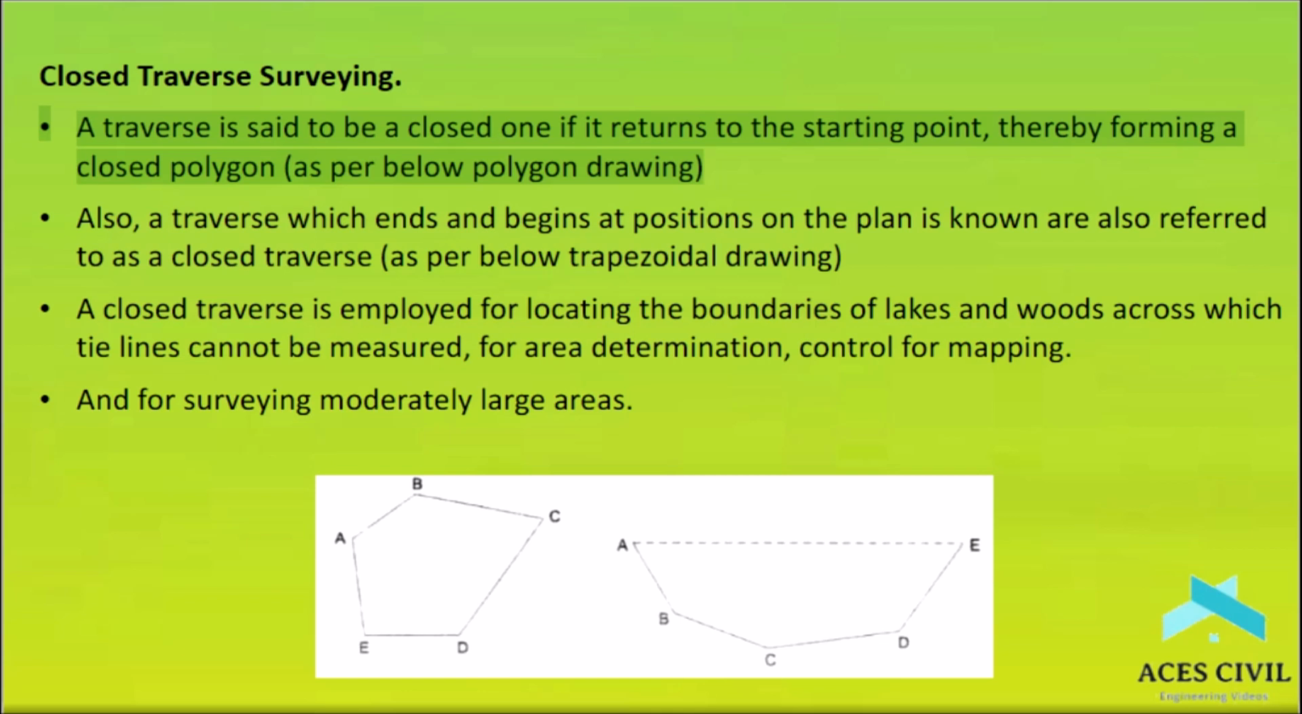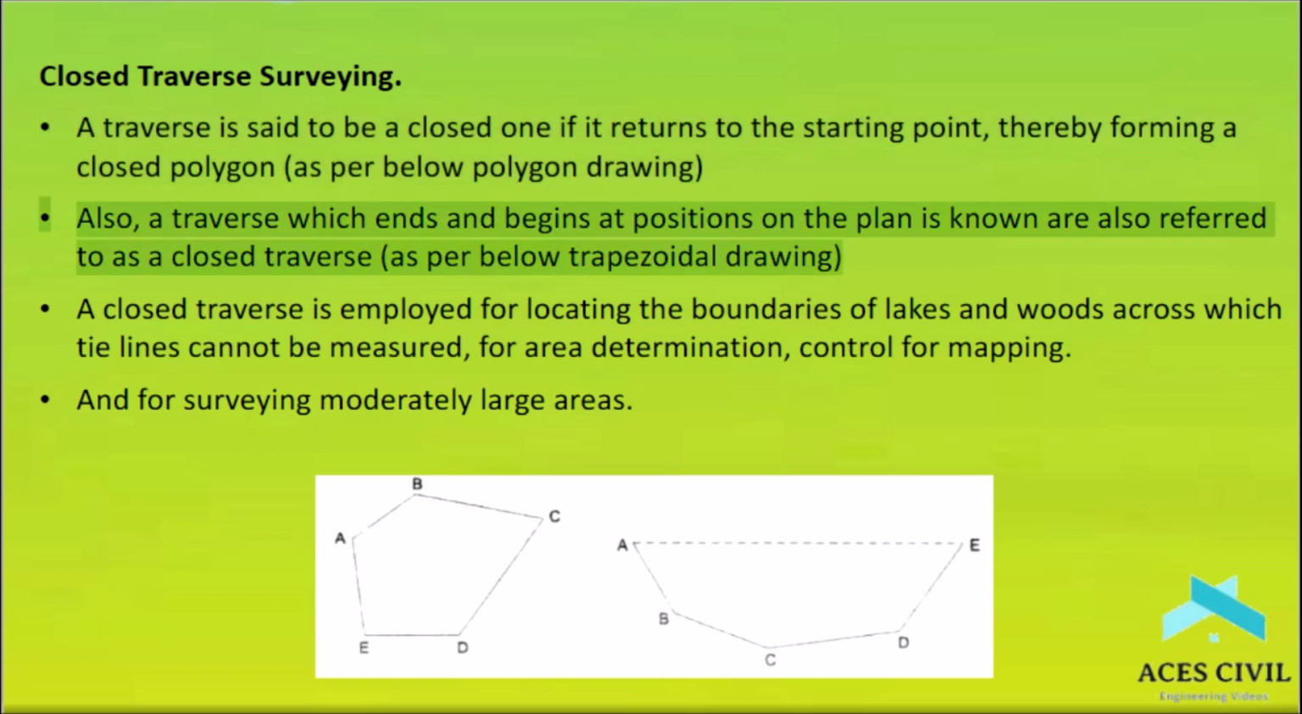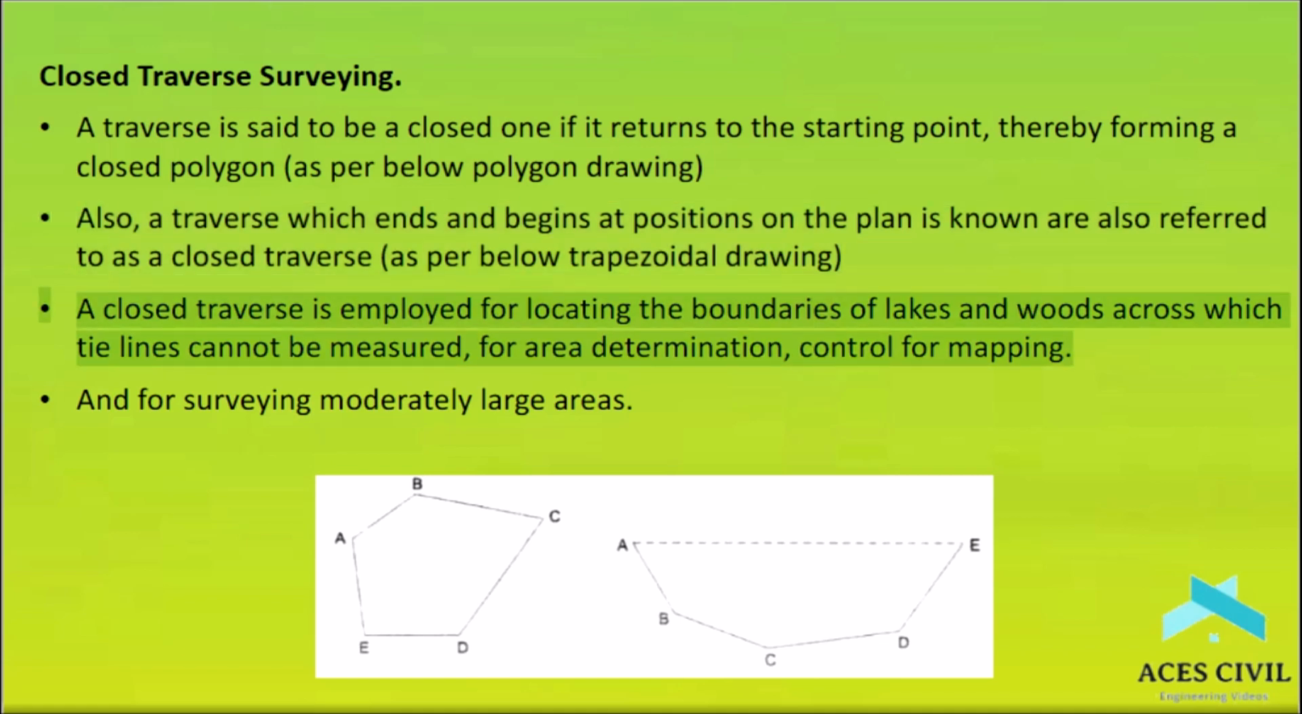Closed traverse surveying: a traverse is said to be a closed one if it returns to the starting point, thereby forming a closed polygon, as per the polygon drawing below. Also, a traverse which begins and ends at positions whose plan locations are known is also referred to as a closed traverse, as per the trapezoidal drawing below. A closed traverse is employed for locating the boundaries of lakes and woods across which tie lines cannot be measured, for area determination, control for mapping, and for surveying moderately large areas.